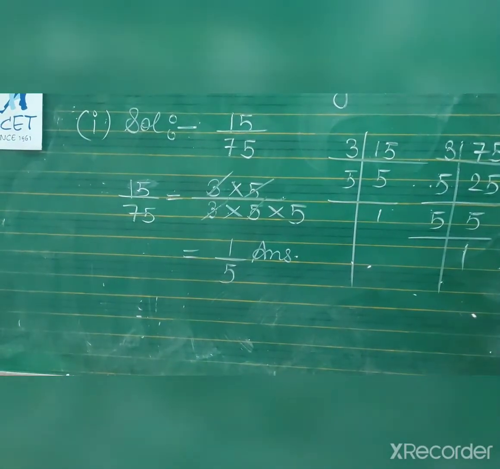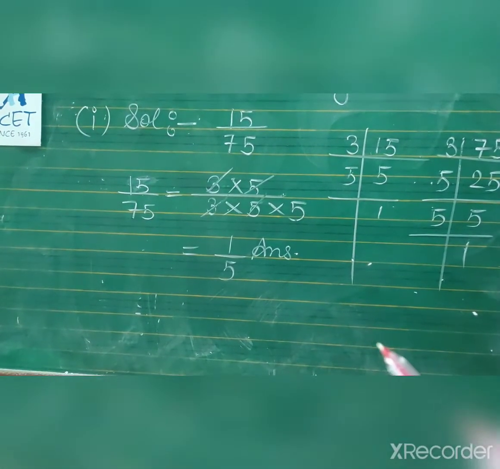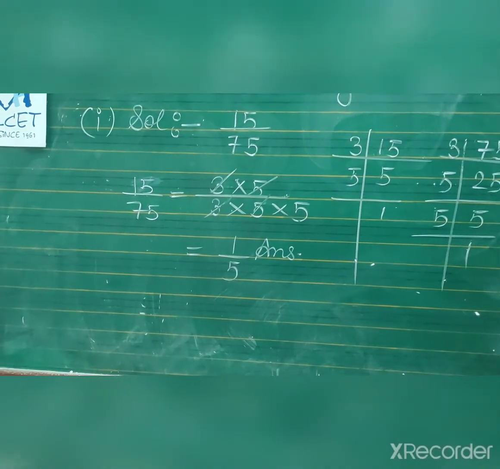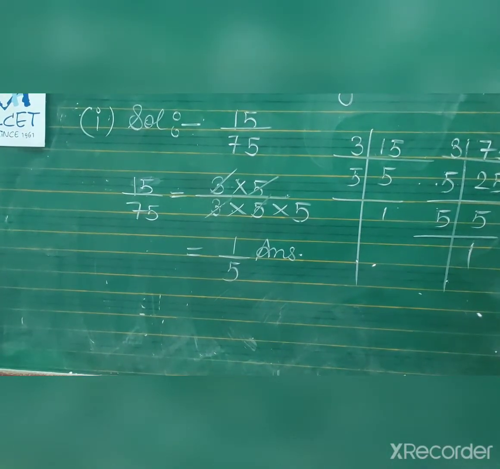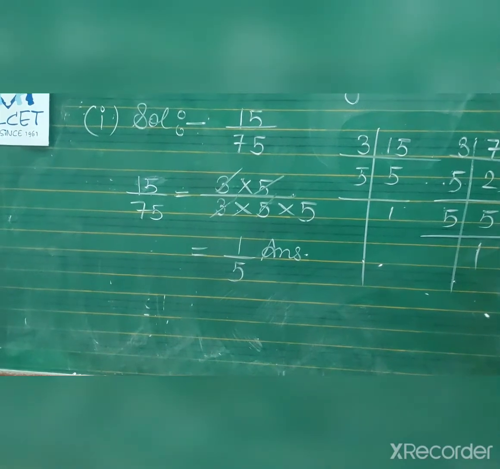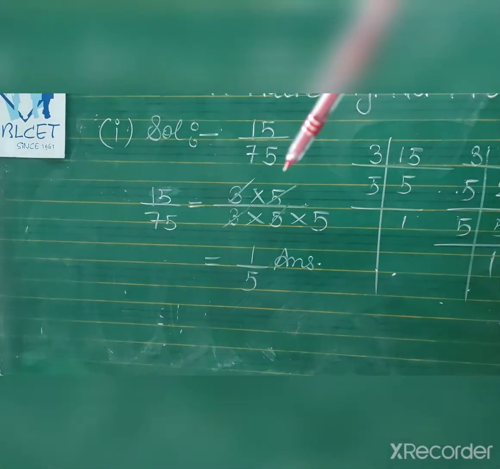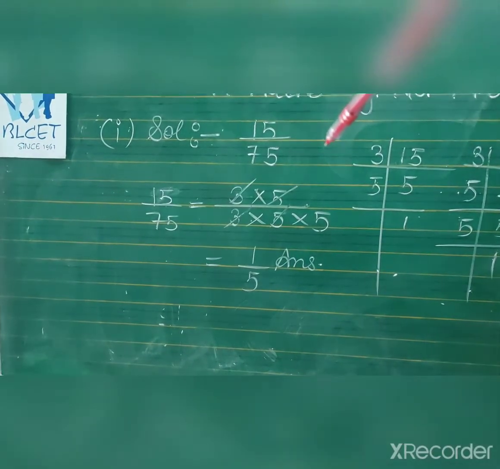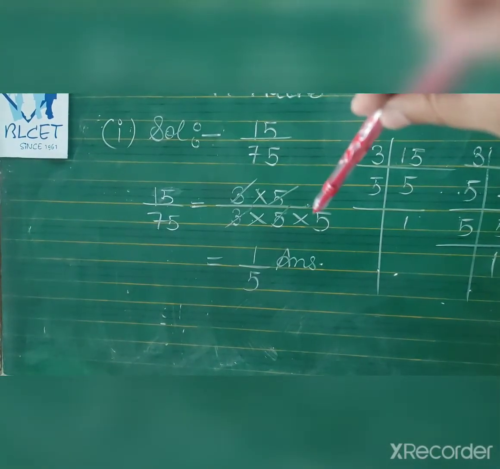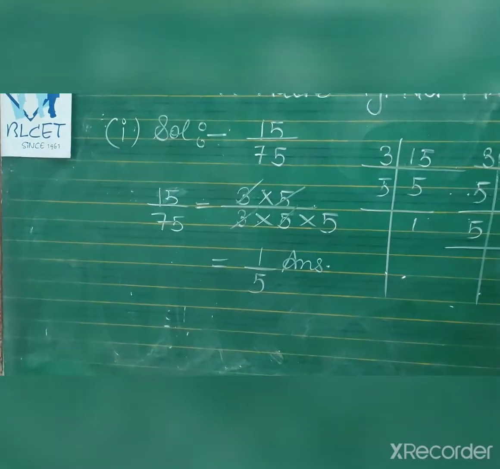We can take the HCF from here also. First we write the prime factorization, then common factors, then we take the highest common factor. So in this way also it is the easiest form. Method is the same. So we can take it in this way. So in the numerator you can see 1 is left, and in the denominator 5. So 1 upon 5 will be the answer.